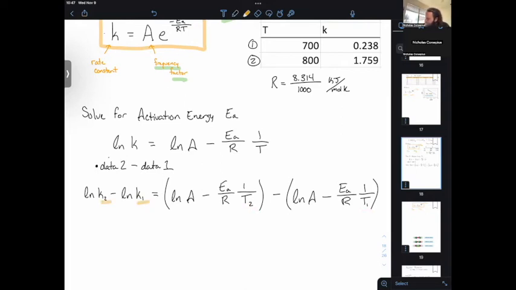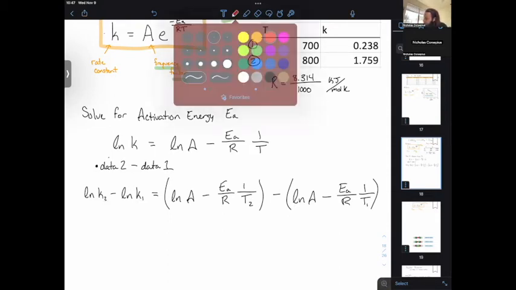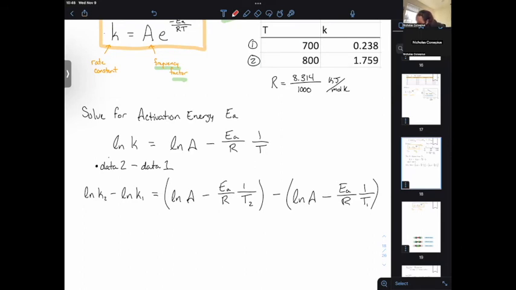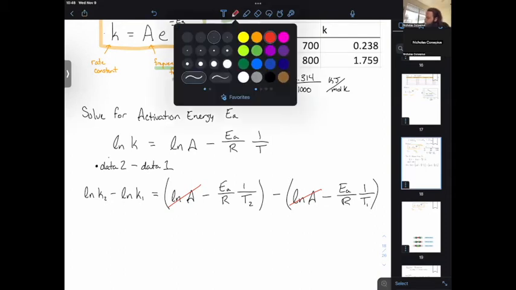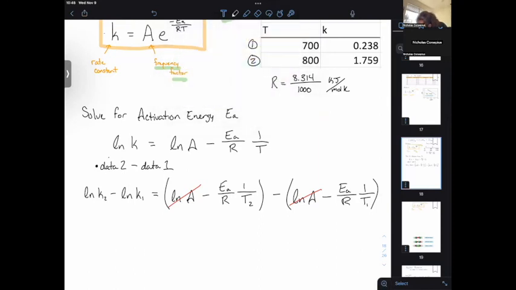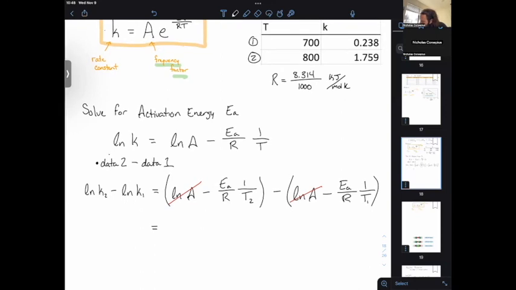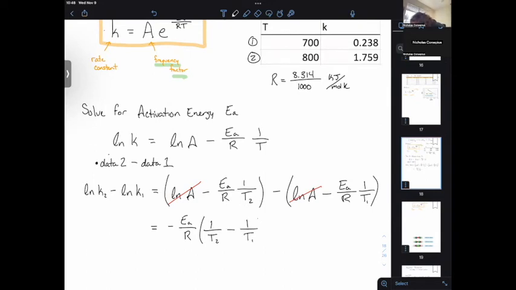Okay. Now, before I even go on here, I can notice that because A is just a constant, that frequency factor is going to cancel out. The natural log of A minus the natural log of A would be 0. So then this is going to equal, and then I'm going to pull out this constant here. I'll actually pull it out with the negative sign. So this is negative EA over R equals 1 over T2 minus 1 over T1.